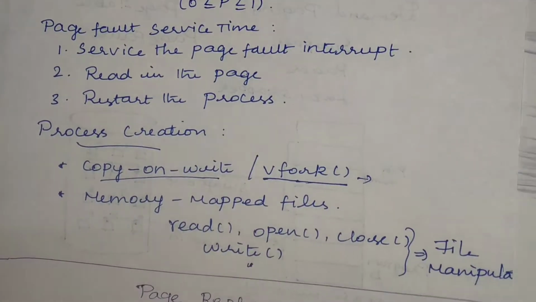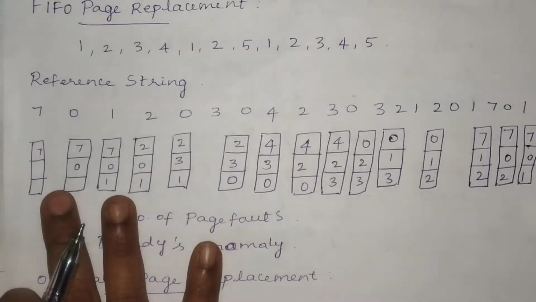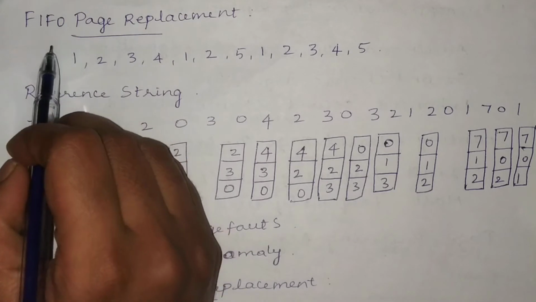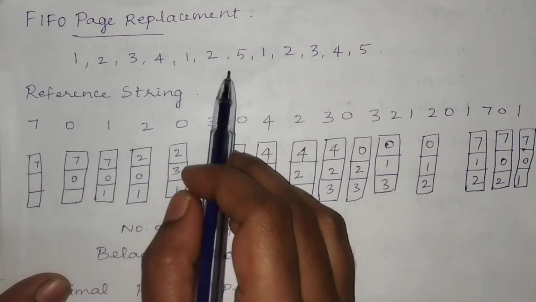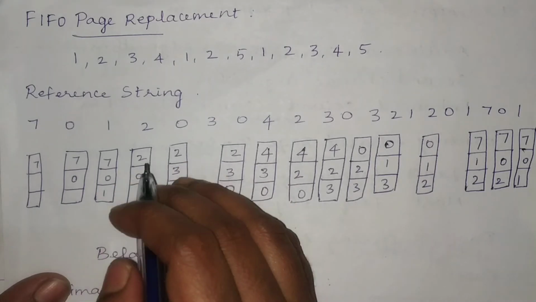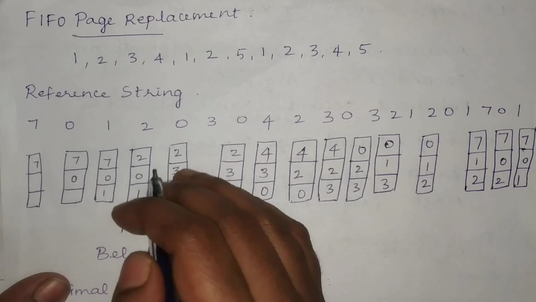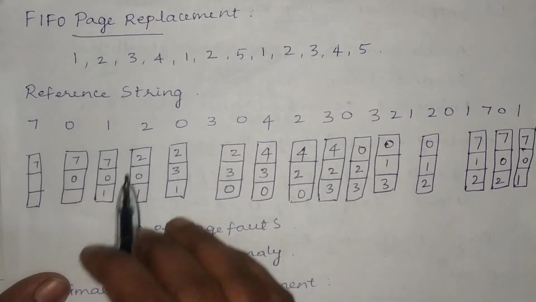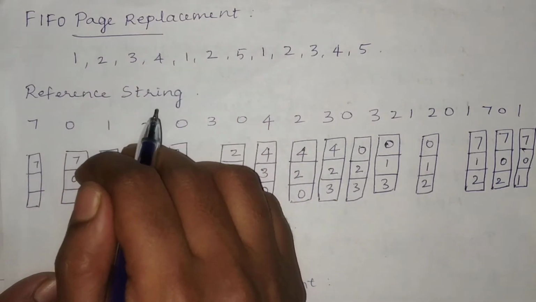So the first one is the FIFO page replacement algorithm. As the name suggests, it is nothing but first in, first out. Whichever pages entered initially, in the order in which they entered the main memory, in the same order we have to choose the page to be replaced. So for replacement, how are we selecting the pages? That is what this page replacement algorithm does.